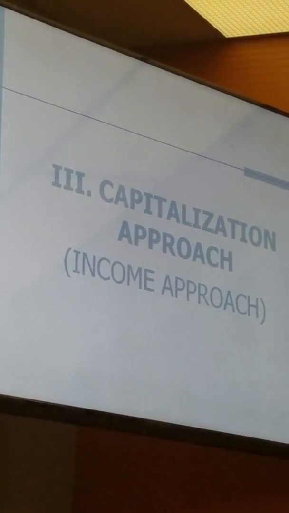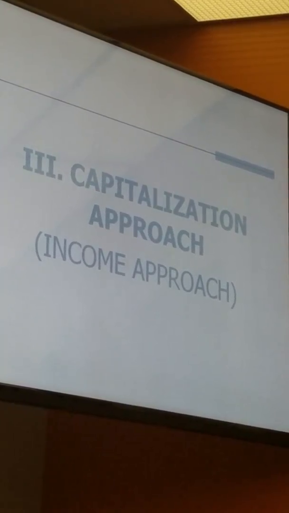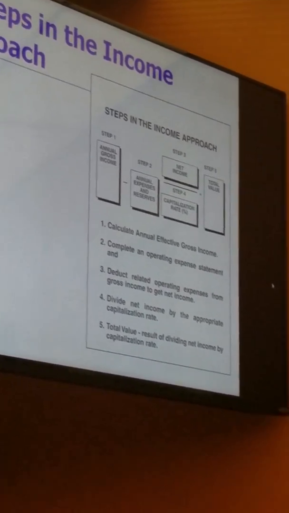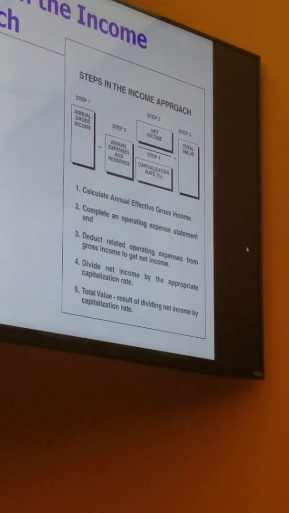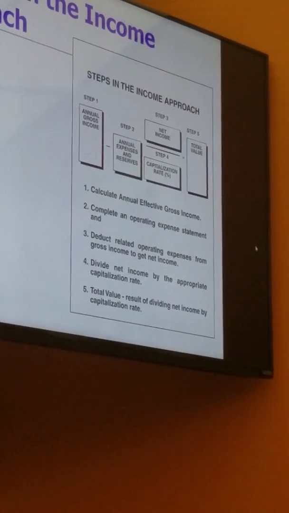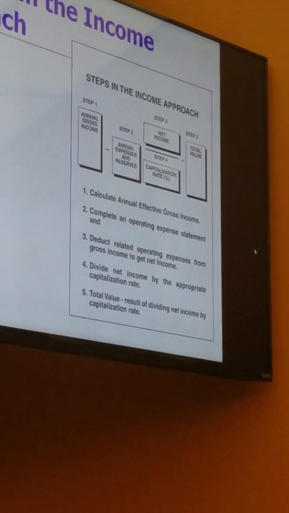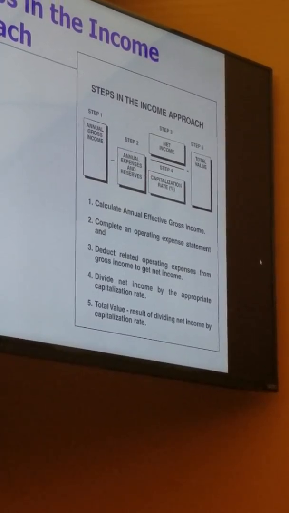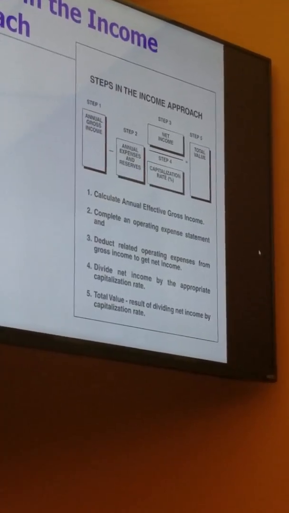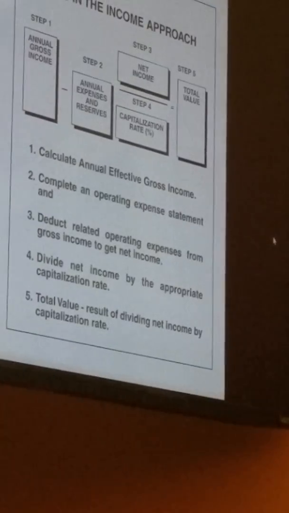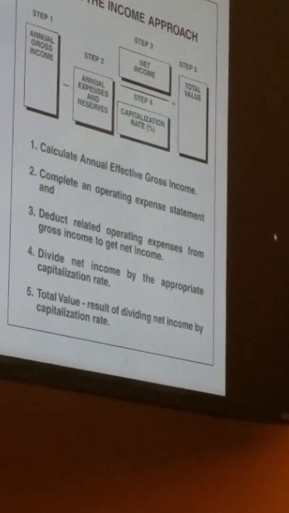So the third approach, the capitalization approach or the income approach. Here are the steps. This is also in your book. You would calculate annual gross income, compute an operating expense statement, and deduct related operating expenses from gross income to get net income. Divide net income by the appropriate capitalization rate. And the total value would result of the dividing net income by capitalization rate. This is also in your book.